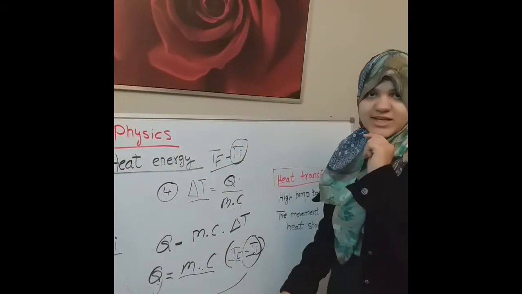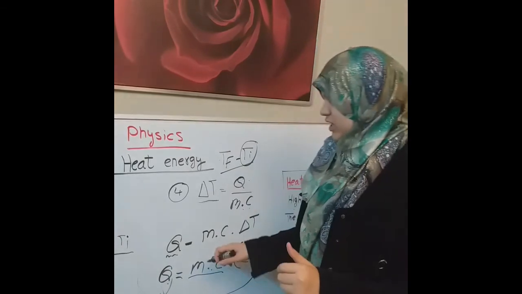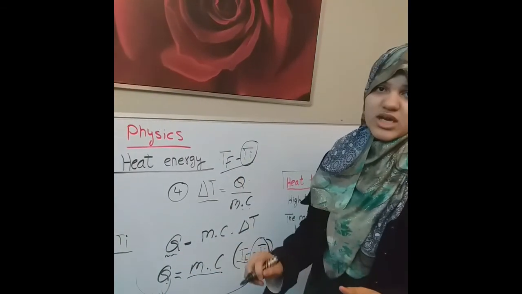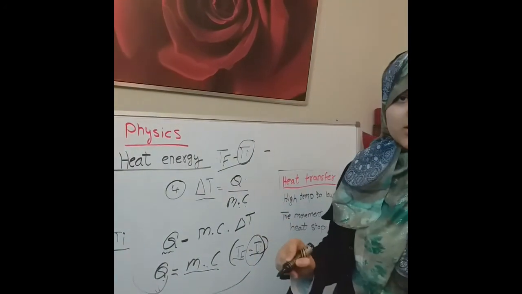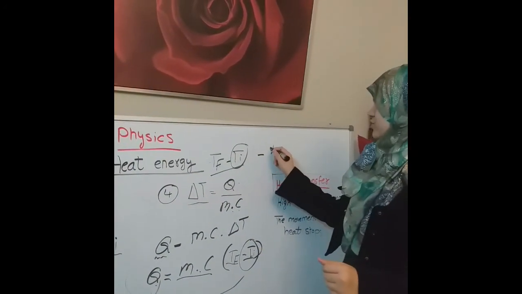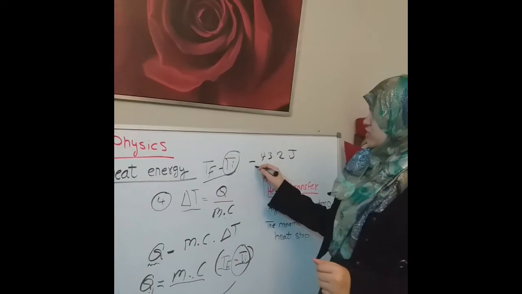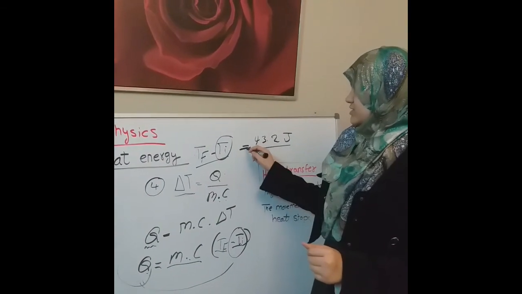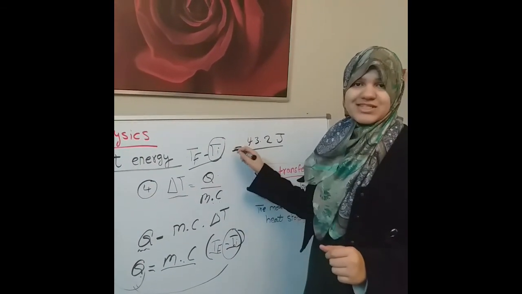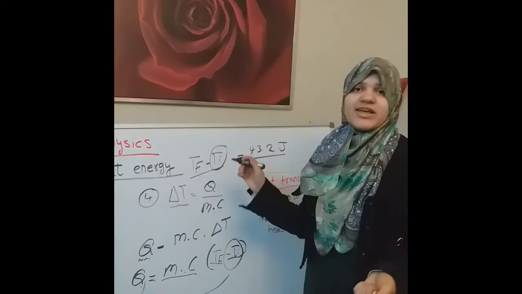And there's also the reason why we call Q, or heat, gained or lost: sometimes the answer will come out negative, any number, like negative 3.2 joules. It can be like that. Negative here means that the heat is lost, but without negative, that means the heat is gained.